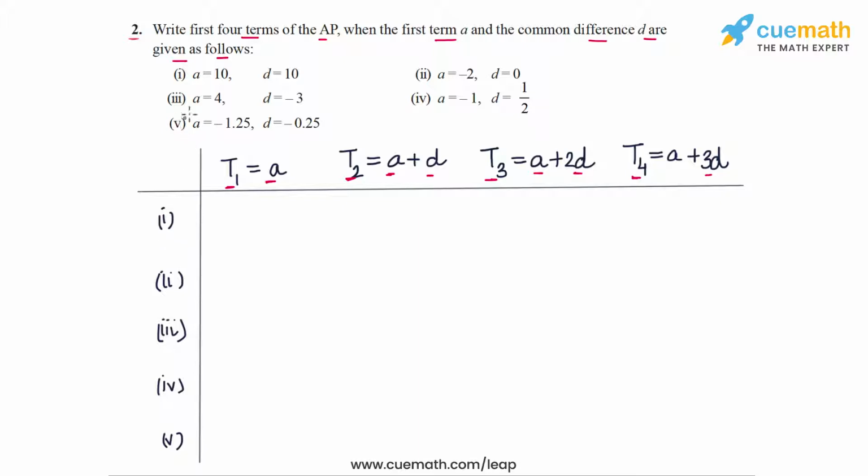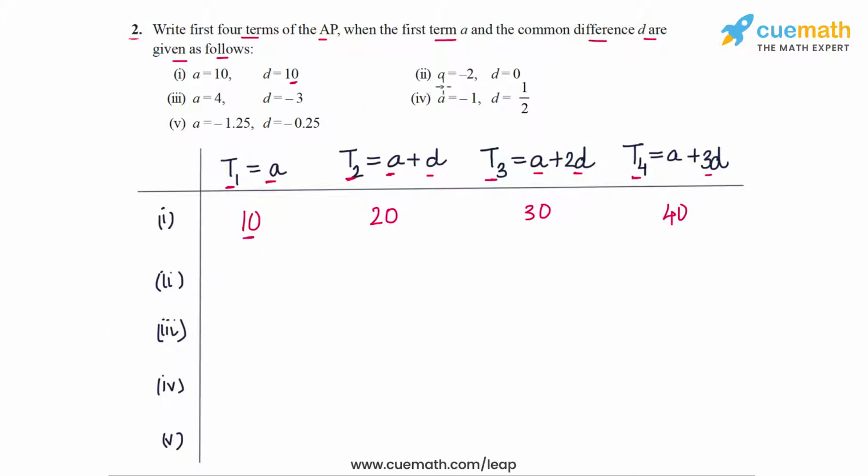Okay, so in part 1 we have the first term is 10. So T1 is 10, and the common difference is also 10. So T2 is A plus D, which is 20. T3, which is A plus 2D, is 30, and T4, which is A plus 3D, is 40. So we're just taking jumps of 10 starting from the first term, which is itself equal to 10.